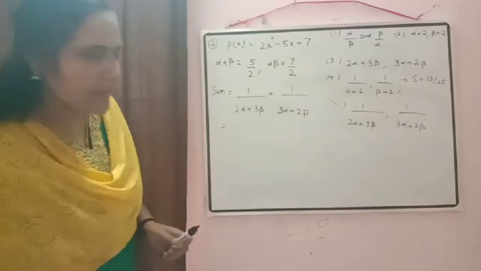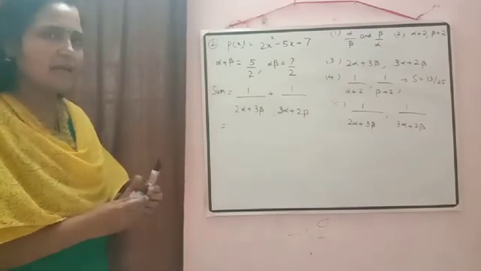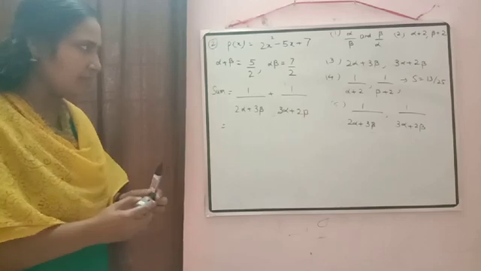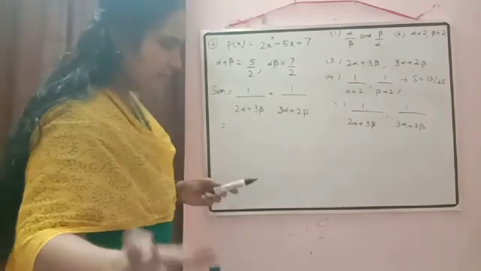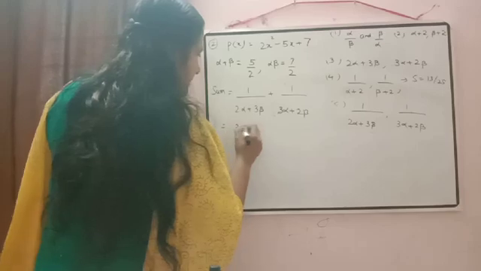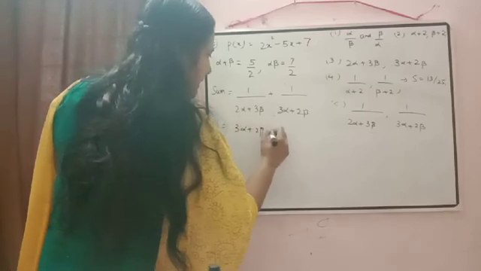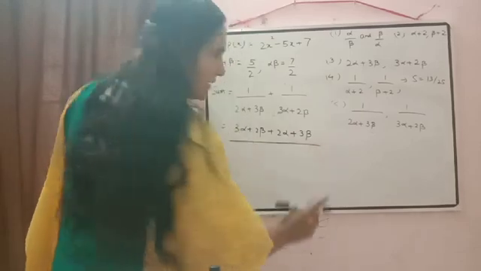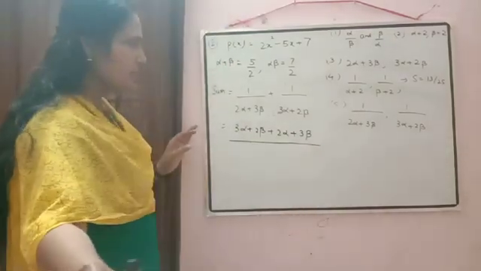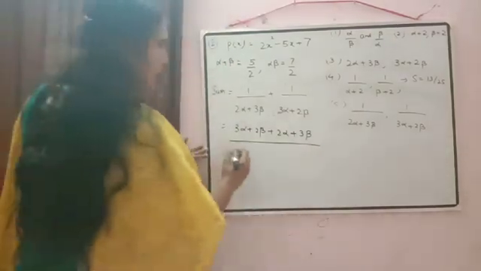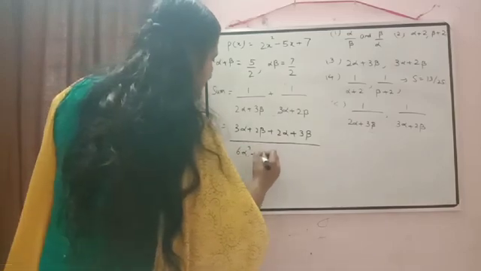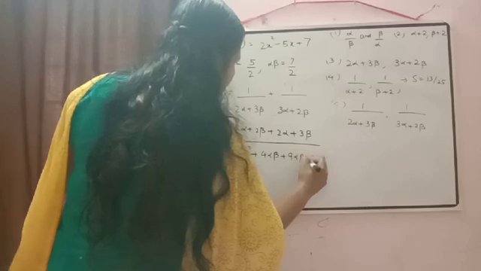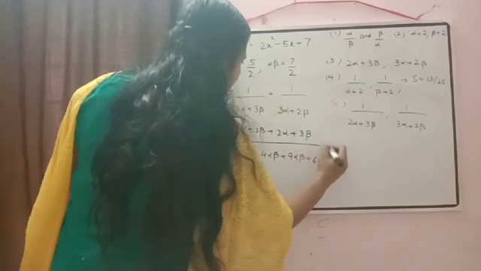Yes, cross multiplication. So do the cross multiplication. Then what will come? 3 alpha plus 2 beta plus 2 alpha plus 3 beta, by the denominator it will be equal to 6 alpha square plus 4 alpha beta plus 9 alpha beta plus 6 beta square.